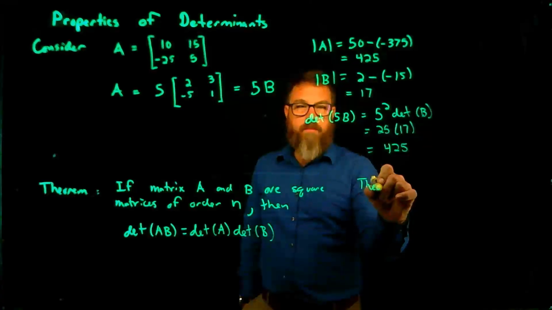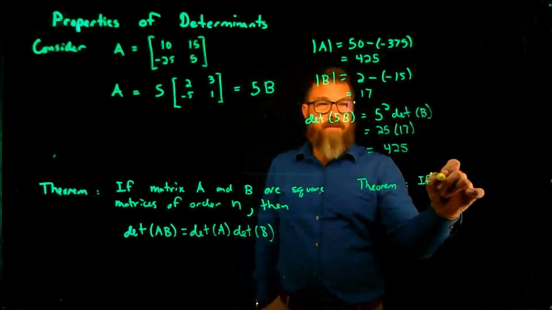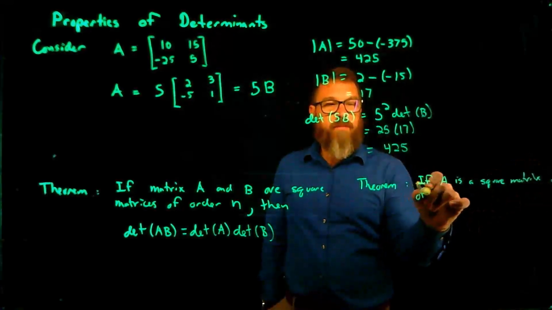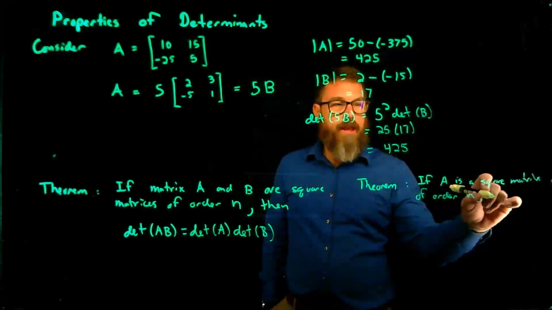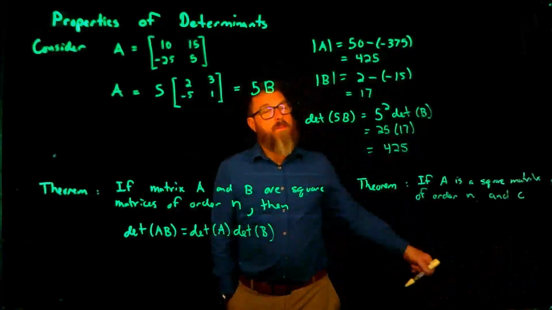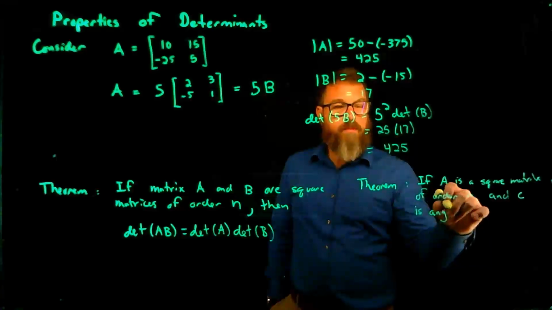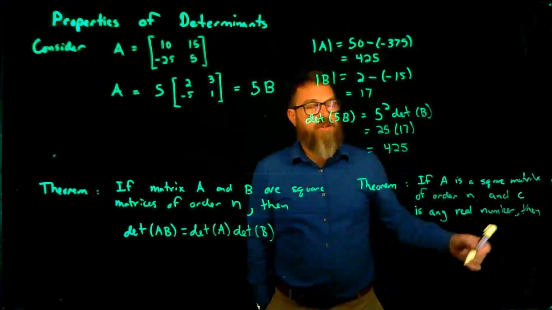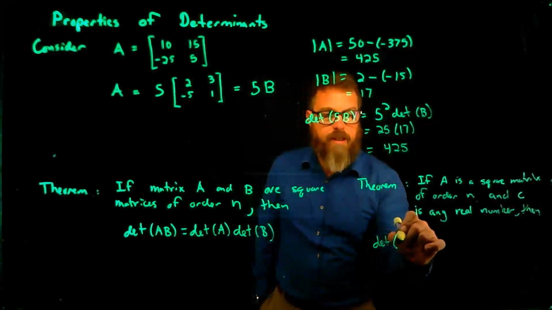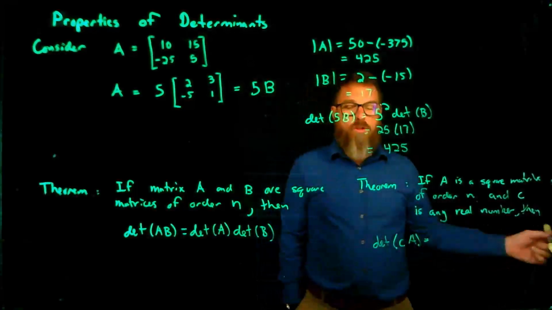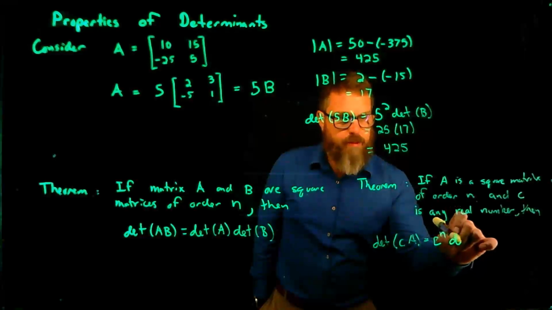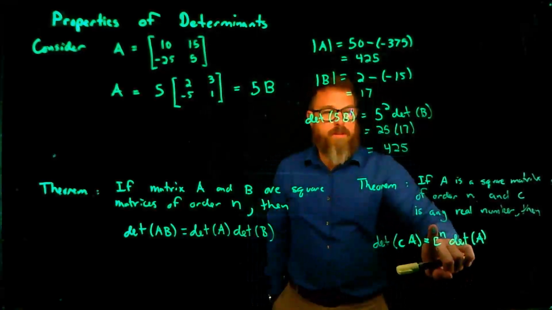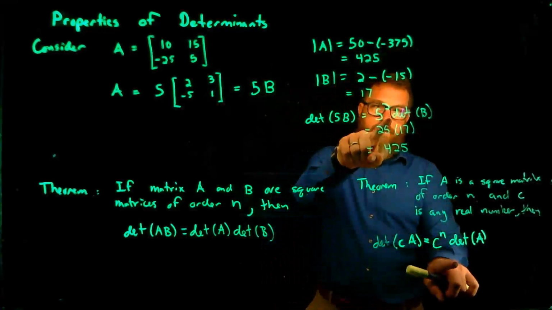So, next theorem. If A is a square matrix of order n, and c, say, is any real number, then we'd say the determinant of c times matrix A is going to be equal to c to the n times the determinant of A. And we can see that right here.